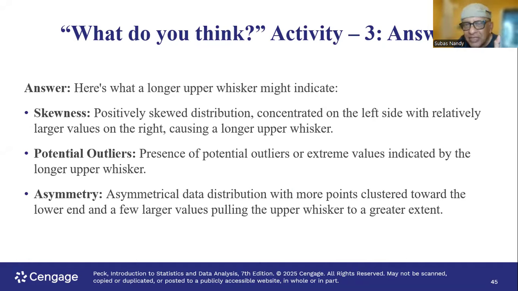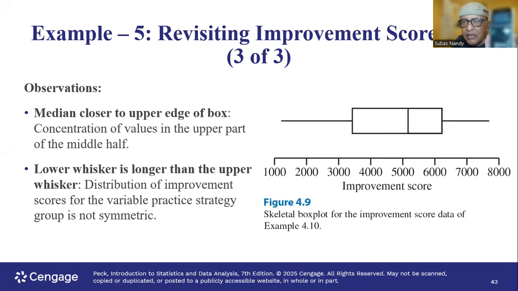Positively skewed, or right skewed, means that because the whisker on the right is longer than the whisker on the left, we have skew on the right, which is positively skewed. There may be outliers. What is an outlier? It is a number which is far away from the rest of the data. And there is asymmetry. What is asymmetry? Ideally, you would want the line in the center of the box, which is Q2, the median, to be at the center of the box. It is not so in this diagram.